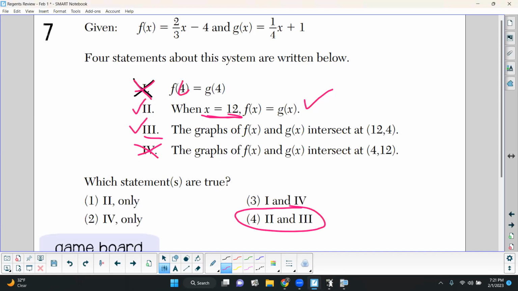You could have taken the number 4 and substituted it in for the letter X here, and you could have mathematically figured out if they were equal. You could have substituted in a 12 here and figured out if mathematically they were equal. But thank you so much for choosing that question.